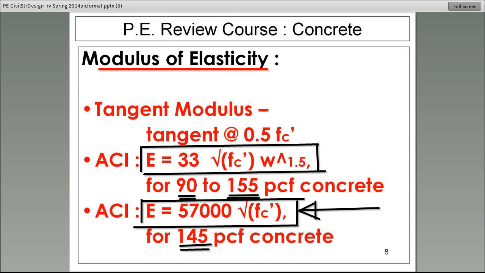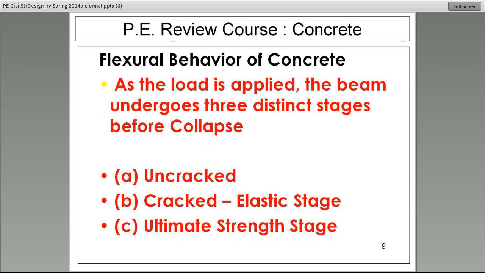The modulus of elasticity is 57,000 times the square root of f'c. So f'c, compressive strength, will be given to you. All you have to do is substitute in this equation and calculate the modulus of elasticity. All right. In just a few minutes, I'm going to bring all of these different topics that we are talking about together and show you how we can use it.